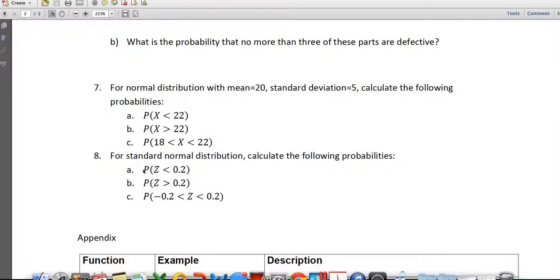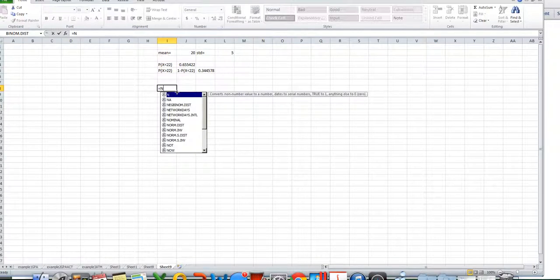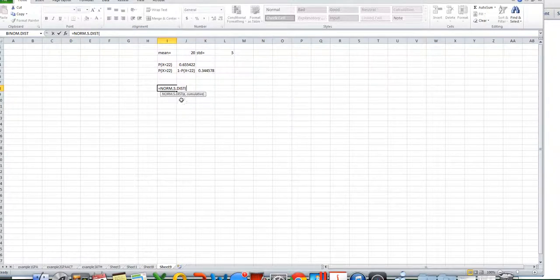Now let's move to the second part about the standard normal distribution. What is the probability for z smaller than 0.2? Open the Excel file again, and in any blank cell type in equal, type in NOR. Before we used NORM.DIST, but now we're using the standard normal distribution, so you need to choose the command called NORM.S.DIST. S stands for standard. So click this. Now they give you the hint, z and the cumulative.